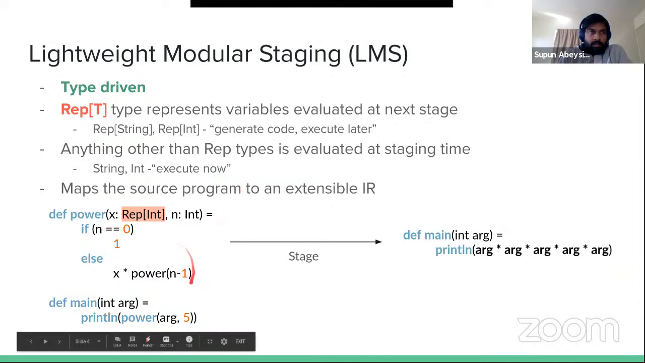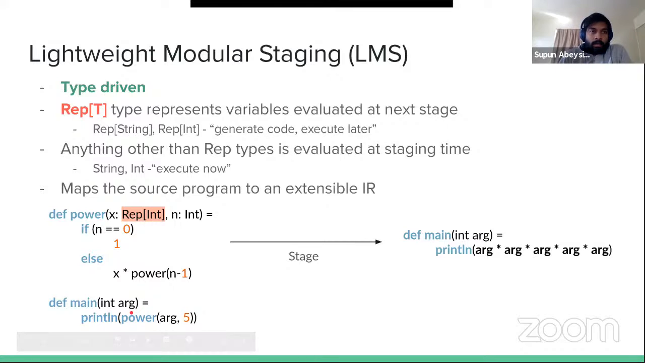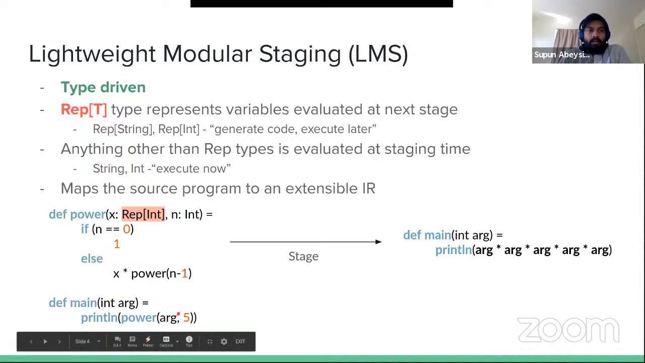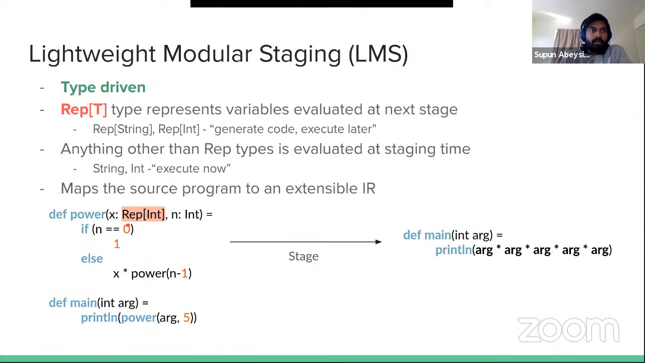So this is pretty much the same example we had in the earlier slide. Here, let's assume arg is something that the user inputs. And simply here, we know the value of n, and we can specialize this program to the value 5. So it gets simply replaced by this. So here x is a Rep type because we do not know the value of x, and n is simply an int.